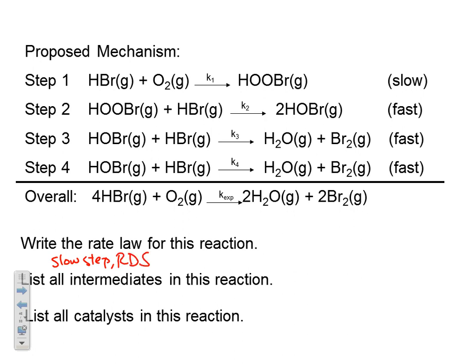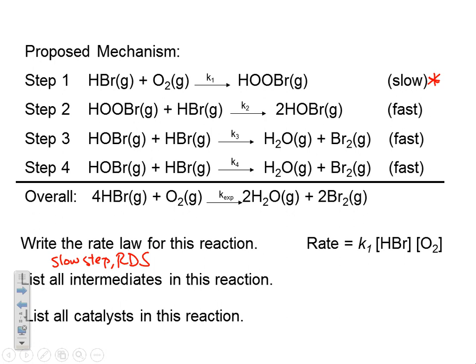And the rate law for the slow step is the rate law for the overall reaction. So step 1 is the slow step. That is a bimolecular reaction. It involves the collision of an HBr and an O2 molecule. So the rate law for that slow step is going to be rate equals K times the concentration of HBr times the concentration of O2. There are different K values for every individual step, saying that the rate constant is different for every individual elementary step. And because I'm using step 1, I am going to use K1 there.